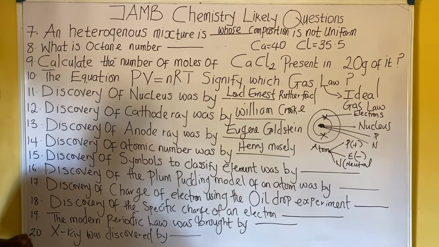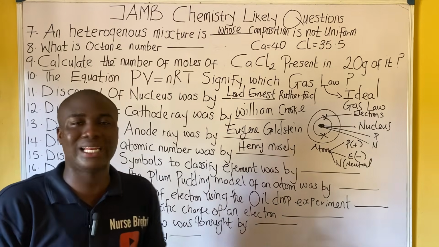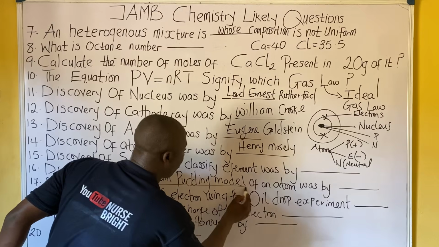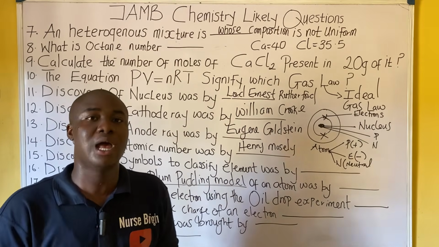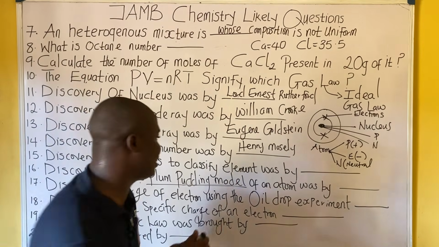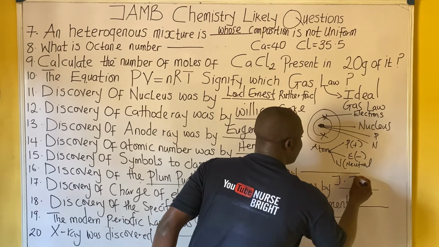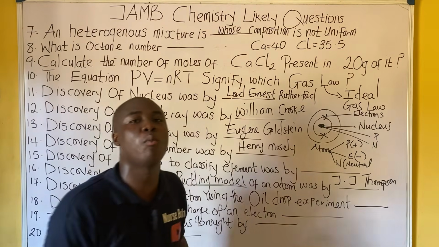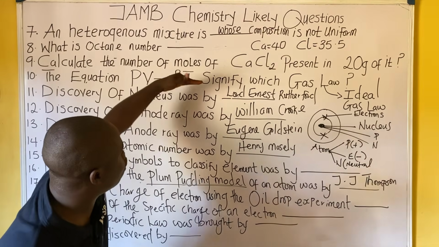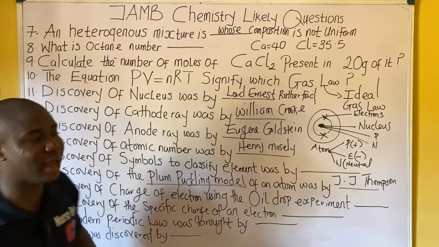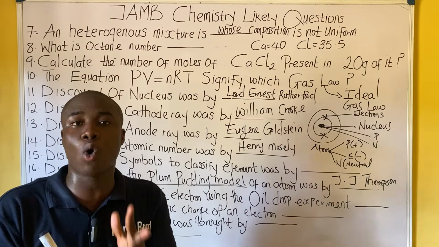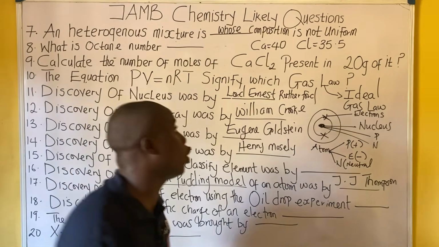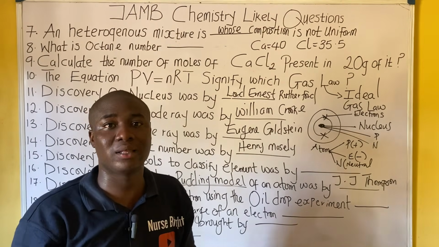Question number 16, it says, discovery of the Plum-Pudding model of an atom was by. So first of all, you have to know what the Plum-Pudding model of an atom talks about. It was discovered by a man called J.J. Thomson. That's the man that discovered it. But you should know what this model is. This aspect of chemistry, from 11 down till the end, focuses on the atomic structure. So whenever you have the Plum-Pudding model of an atom, it is a model that talks about that.